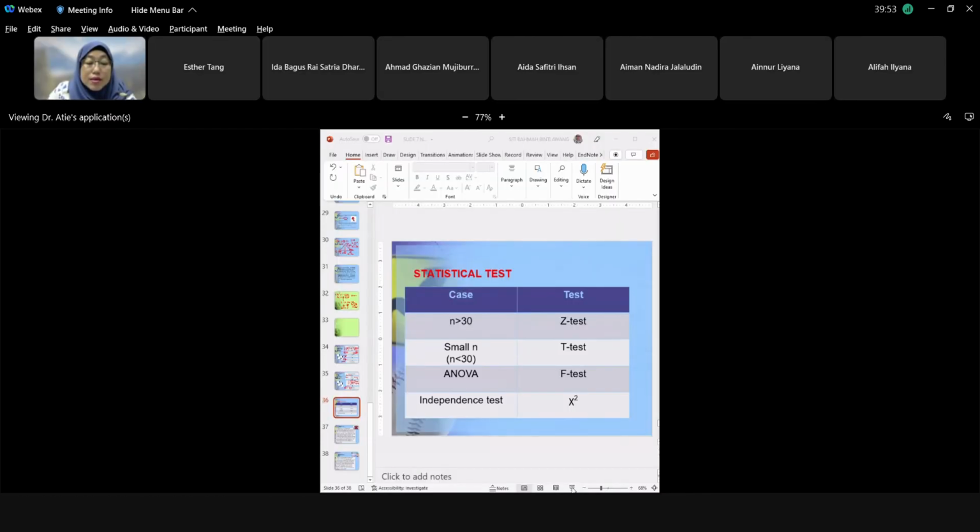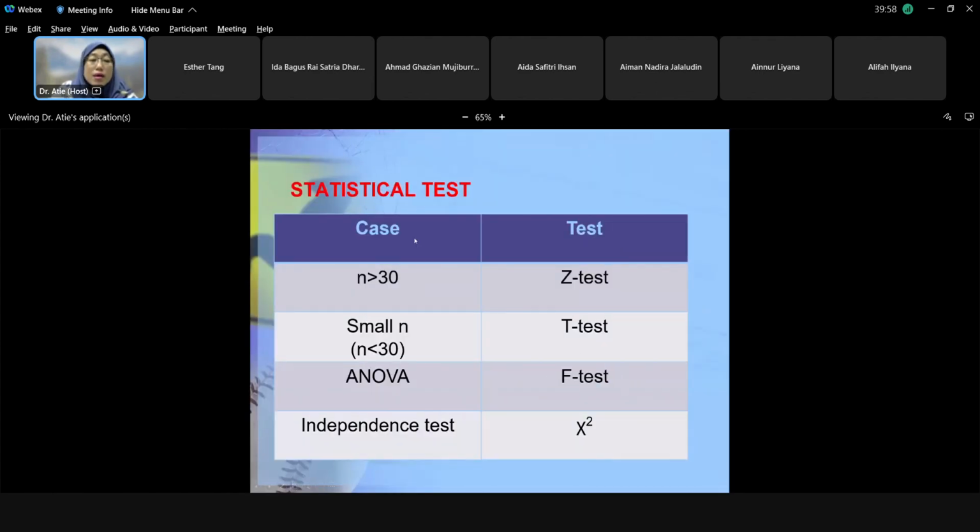Okay, I think I need to explain this one first. Just now I did mention something like Z test, T test, F test, and also chi-square. This is not X. The way it is written is chi, like K. So what have you learned so far?